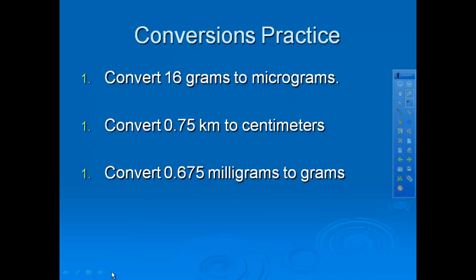Okay, here is some conversions practice. This is, of course, going from grams to micrograms. Grams is the SI unit for mass, remember. Or I'm sorry, kilograms is the SI unit for mass. Meters is the SI unit for length. And the SI unit for volume is liters. So remember those. So conversions practice, the first one we can do together, convert 16 micrograms to grams.